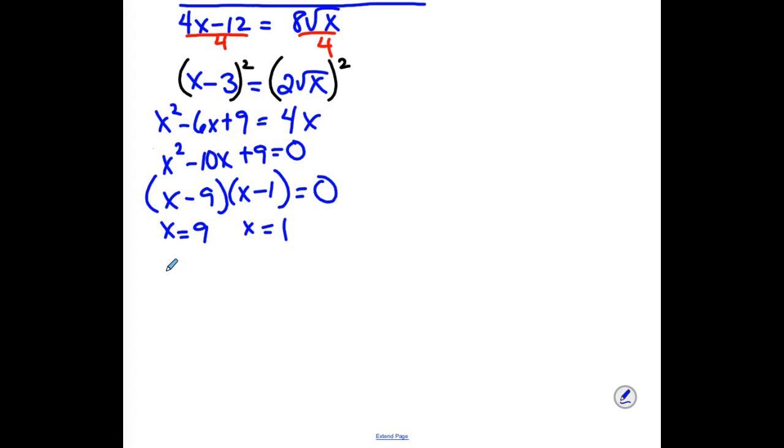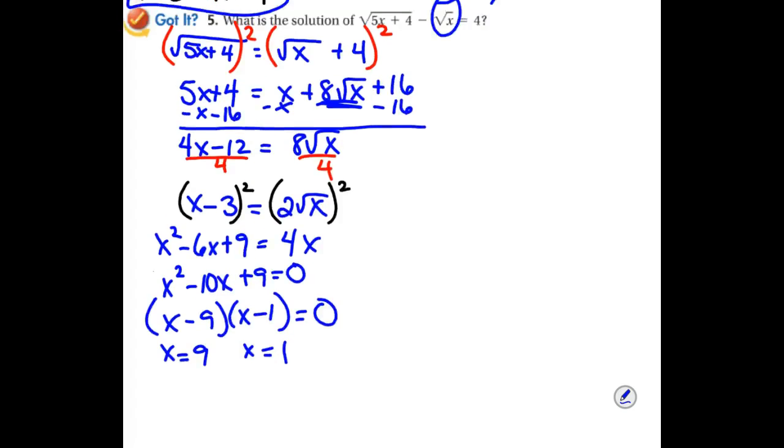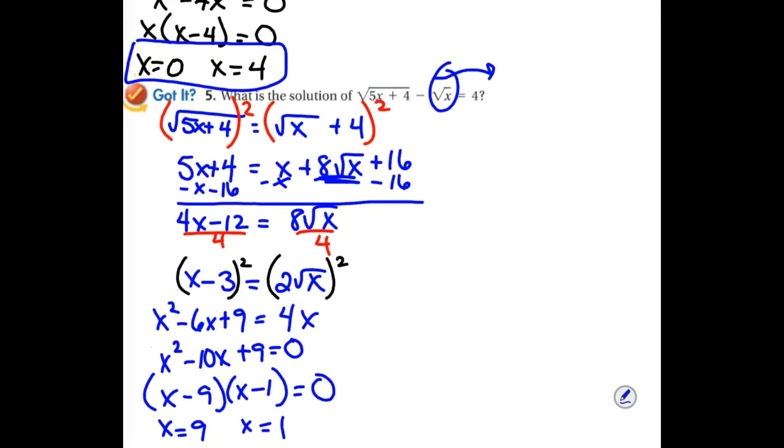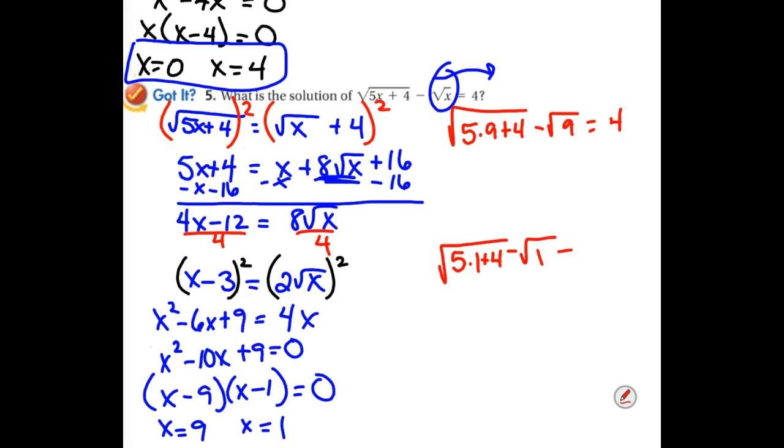Yes? All right. Checking them. All right. We've got the square root of 5 times 9 plus 4 minus the square root of 9 equaling 4. Checking the other one. 5 times 1 plus 4 minus the square root of 1 equaling 4. Okay. 5 times 9? 45 plus 4. 49. Square root of 49 is 7. Square root of 9 is 3. Does it work? Okay.